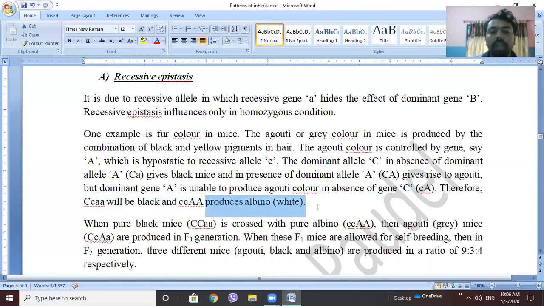So in recessive epistasis, let me make it clear again: if both are small c, or homozygous recessive, then it can suppress the expression of dominant allele capital A, and that is recessive epistasis. But if one is capital C and one is small c, then it will be black if there are both small a, small a. But if there is only one capital A and one capital C, then again the color will be agouti.